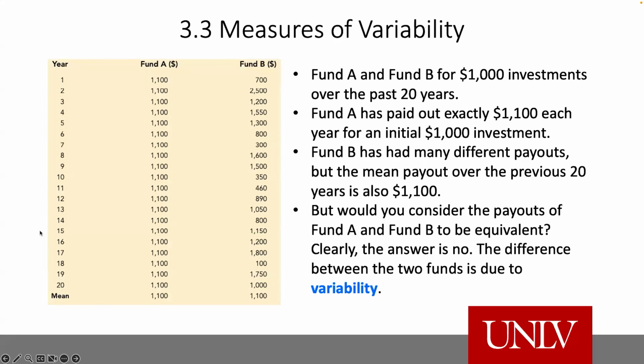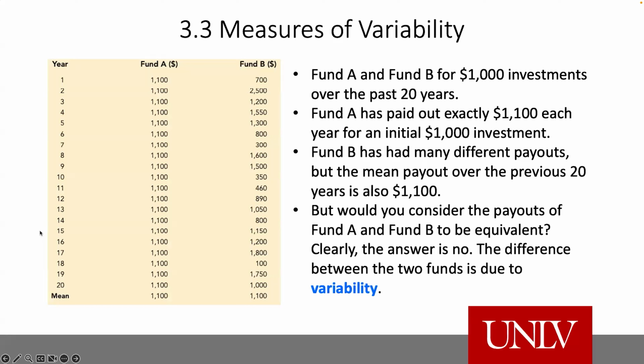For example, the payouts of Fund A and Fund B for $1,000 investments over the past 20 years are shown here. Fund A has paid out exactly $1,100 each year for an initial $1,000 investment. Fund B has had many different payouts, but the mean payout over the previous 20 years is also $1,100. But would you consider the payout of Fund A and Fund B to be equivalent? Clearly, the answer is no. The difference between the two funds is due to variability.